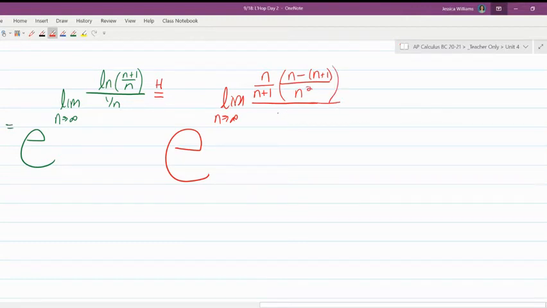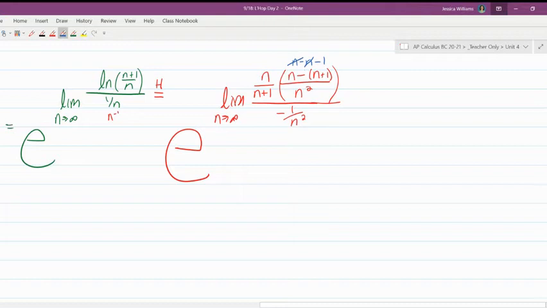And then down here, this is an n to the negative 1. So it's a negative n to the negative 2. I'm going to write it that way. I know it just looks bad, but it's going to be fine. It's going to be fine. This is n minus 1. So n minus n is gone.